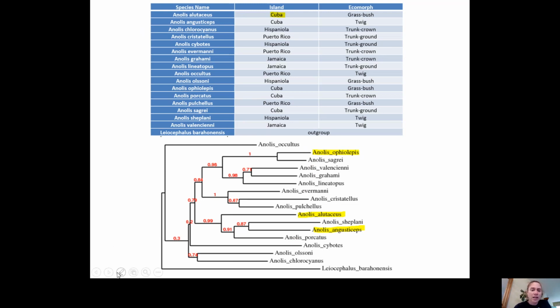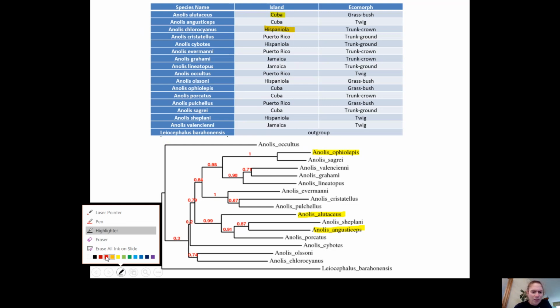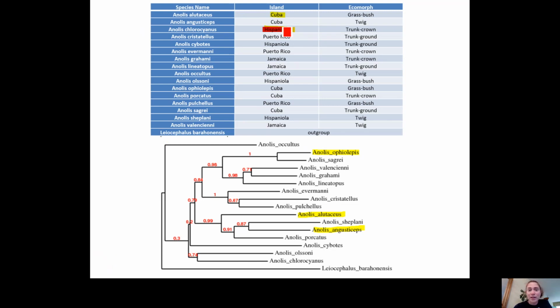But then I'm going to take the Hispaniola lizards and I'm going to color all of those orange. Ooh, that looks too much the same. I'm going to color all of those red, okay? So the first one is Chlorocyanus, and so that one is right here. So I'm going to color that one red, and so forth. And I'm going to do that for all of the islands. So I'm coloring them by island.